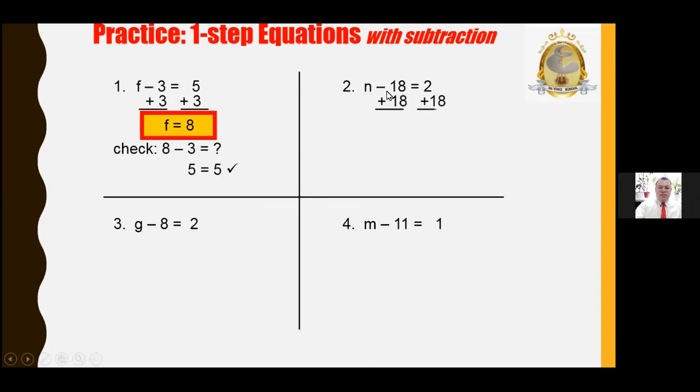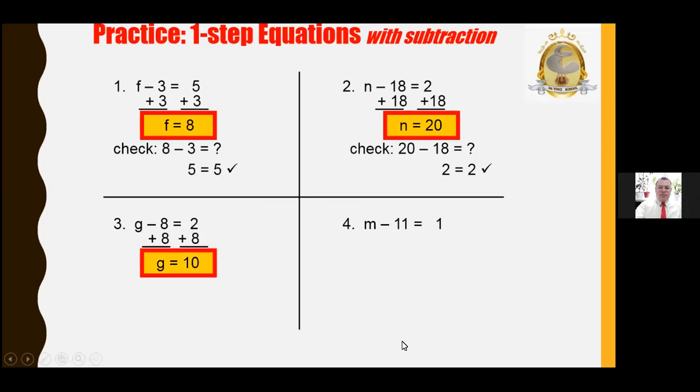The other one, also subtracting 18, we will move it to the other side by adding 18. 2 plus 18 is 20. Then the value of the variable n is 20. Question number 3, the same idea, adding 8, or moving 8 to the other side, to get that g equals 10. Question number 4, also we will move negative 11 using the inverse operation, adding 11, then m equals 12.